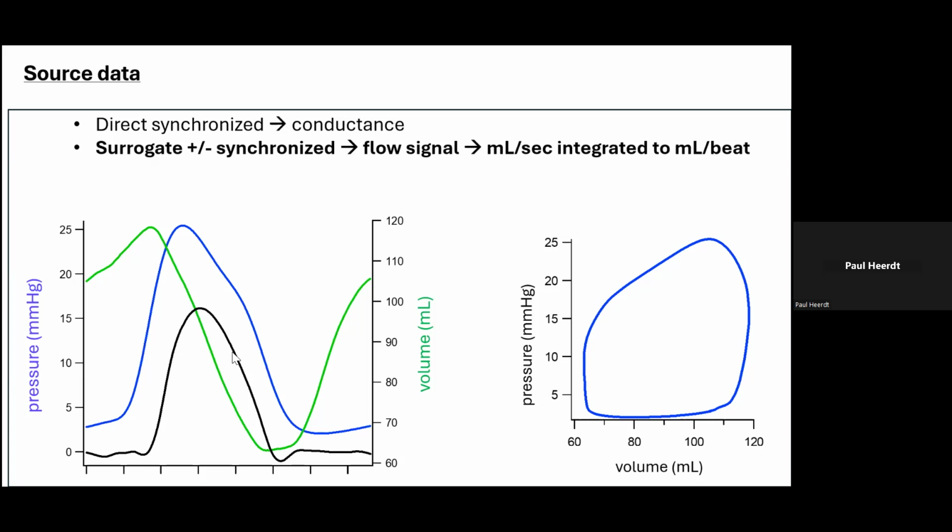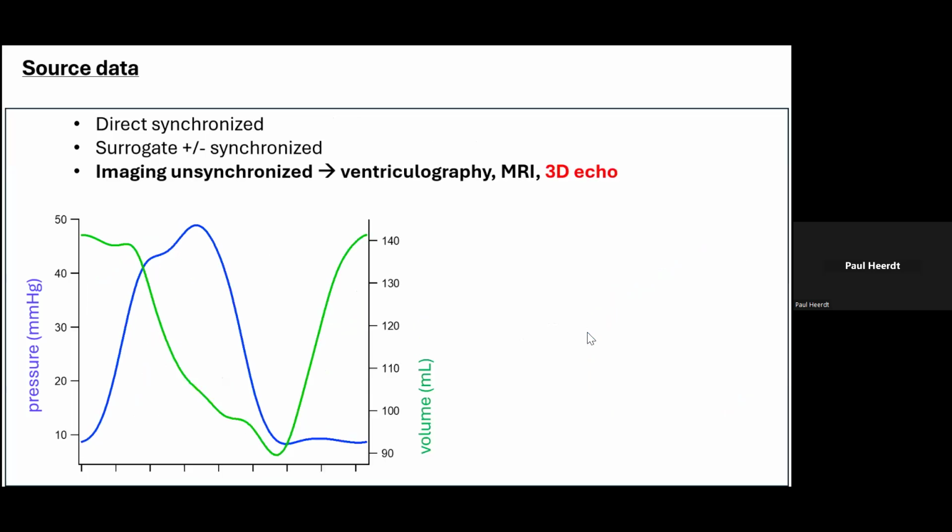If I integrate the area under the curve and I turn it into milliliters per beat, and I flip it over, it becomes directly superimposable on the ventricular volume trace. And there are reports in the literature where this methodology has been used to construct the upper portion, or the systolic portion, of a pressure volume loop.